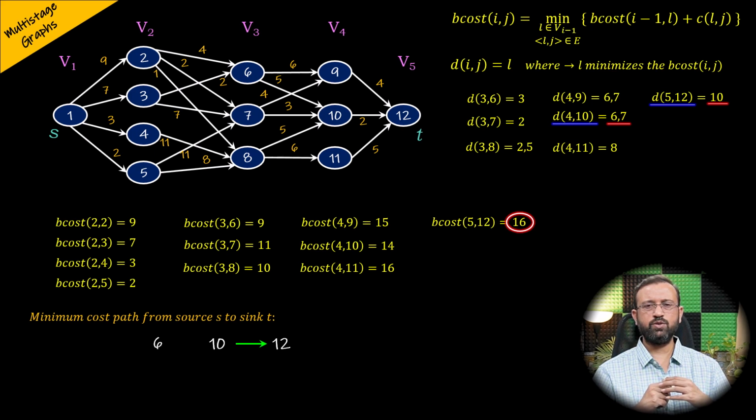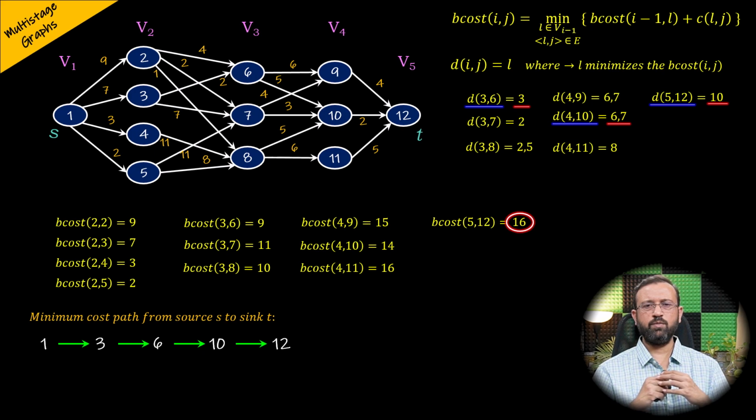Let us first choose vertex 6. Then from stage 3 and vertex 6, that is d of 3, 6 has vertex 3. So minimum cost path is from vertex 3 to vertex 6. Then to vertex 3 we have the minimum cost path from source vertex 1.